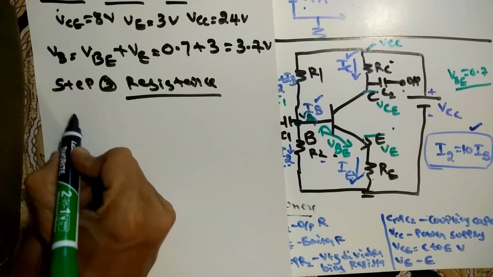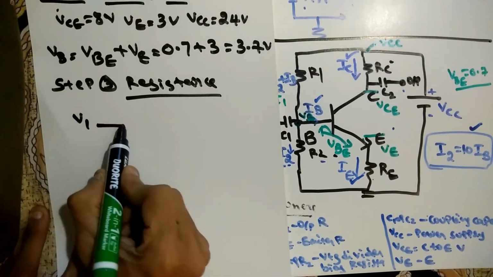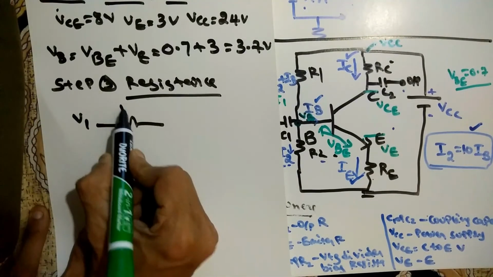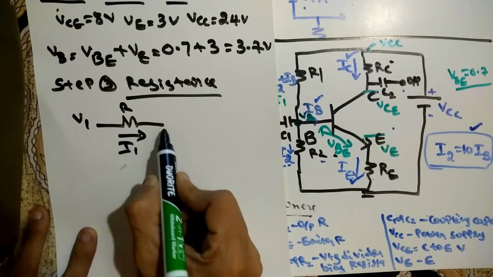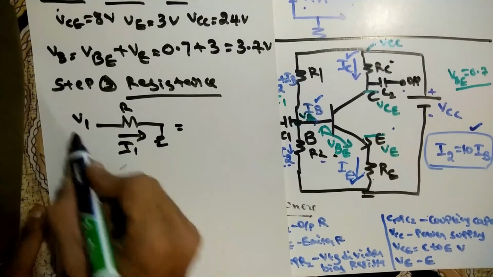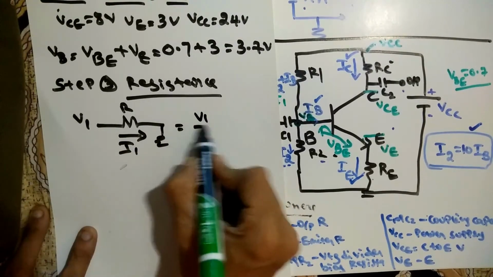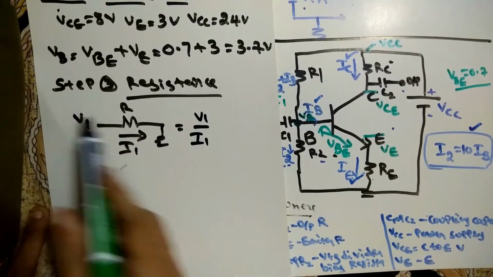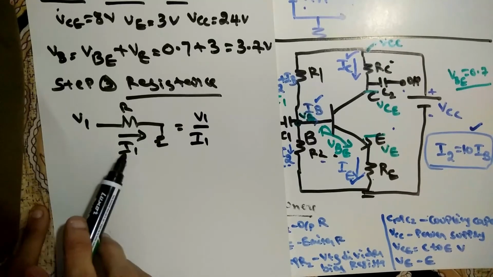Just check it out. If you have any one voltage V1, and there we have a resistance here and some current I1, and the other point is ground. In this case, we usually find that it is nothing but V1 divided by I1, because only one voltage is present and only one current here.